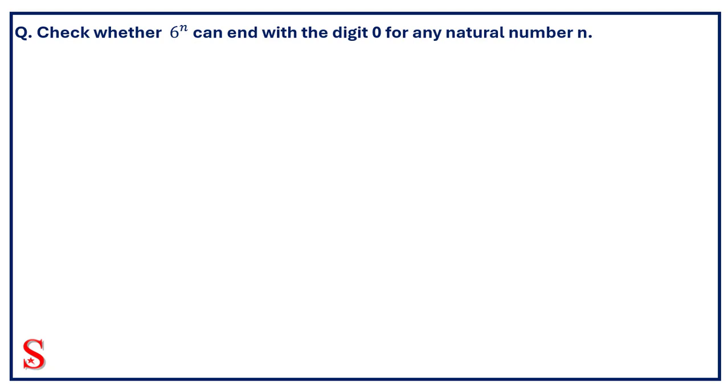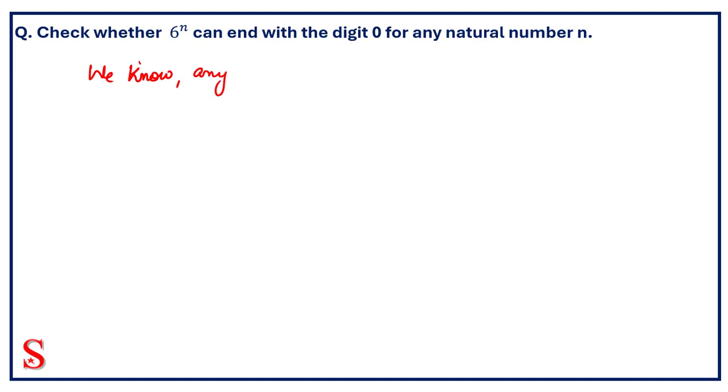Check whether 6 raised to power n can end with the digit 0 for any natural number n. We have already done such kind of question in part 1 and I had told you there that any number which ends with 0 and 5, it comes under which rule? Divisibility rule of 5. So we'll check whether this number 6 contains any prime factor as 5. So let's check out the factors of 6. First of all we'll write everything in the form of a statement.